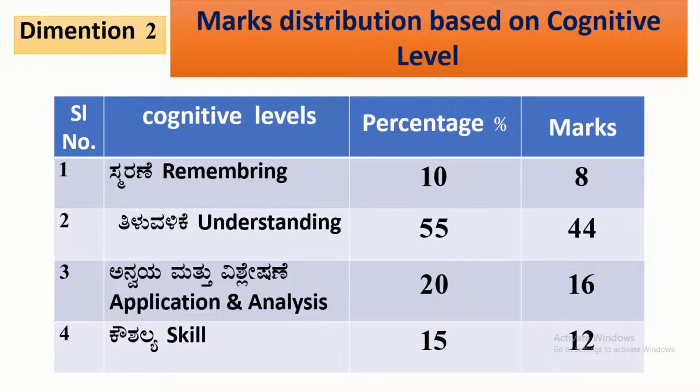Among these, for remembering, 10% of the marks is allotted, that is 8 marks. For understanding, 55% of the total marks, that is 44 marks. For the third one, application and analysis, 20% of the marks, that is 16 marks is allotted out of 80 marks. And for the last, skill based questions, there are 15% skill based questions, and 12 marks is allotted for that. In this video I will also explain how many skill based questions appear in the examinations.